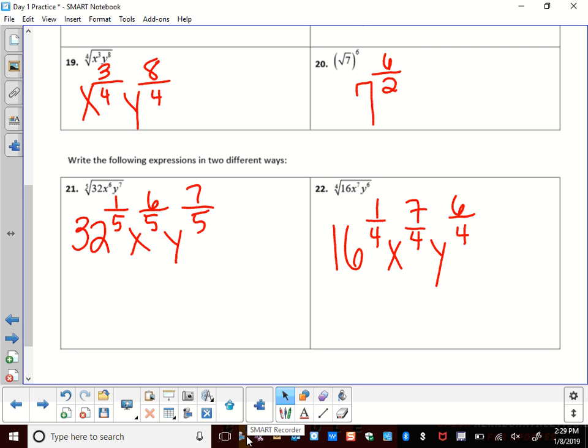Your homework is homework A. The back of the notes that we just did today, we'll do that next class. That's basically day 2.